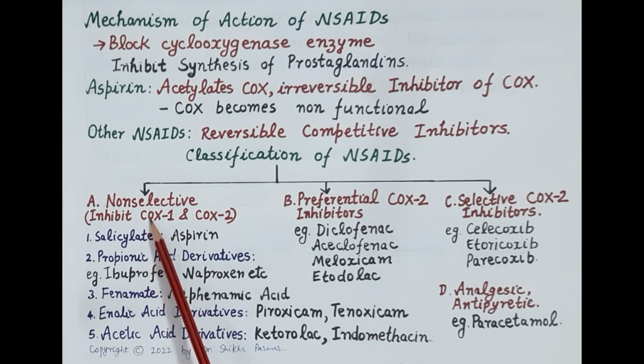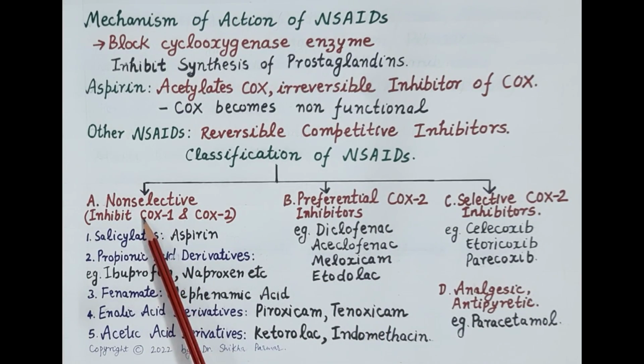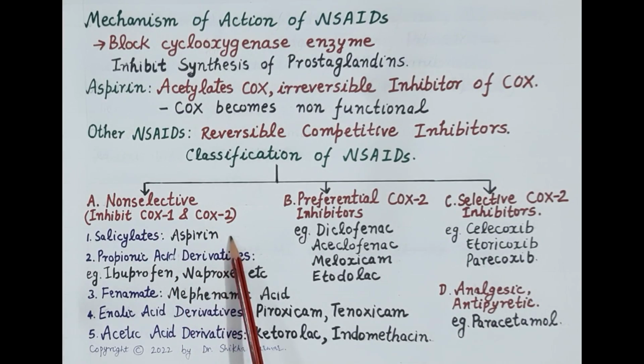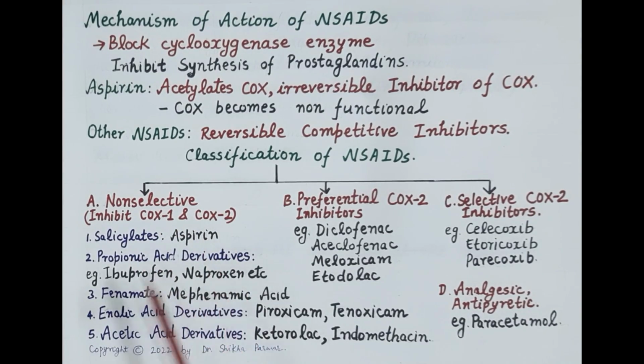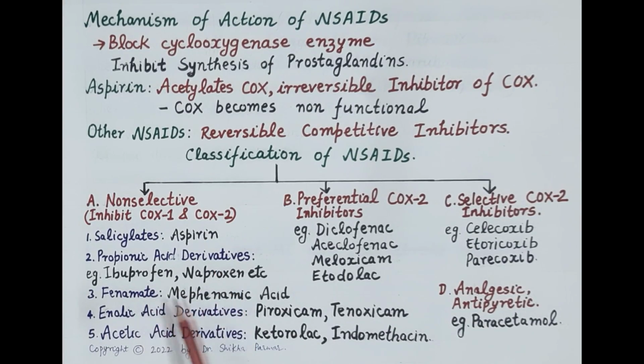Now the first type of NSAIDs are the non-selective, which block COX-1 as well as COX-2, highly efficacious but with more side effects, and therefore these are not preferred to be given for long periods. Now these include salicylates, for example aspirin, propionic acid derivatives like ibuprofen, naproxen, fenamates like mefenamic acid, enolic acid derivatives like piroxicam, tenoxicam, acetic acid derivatives like ketorolac and indomethacin.